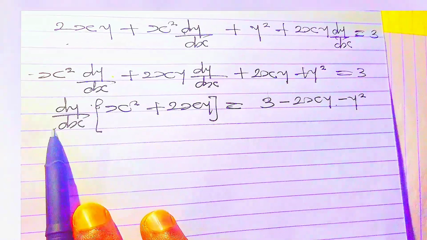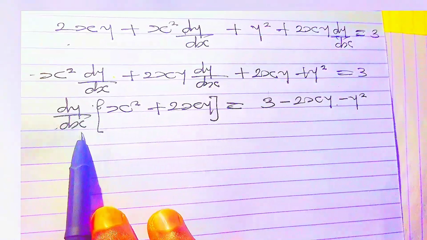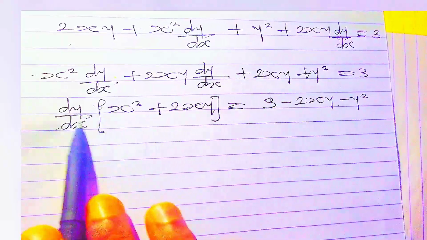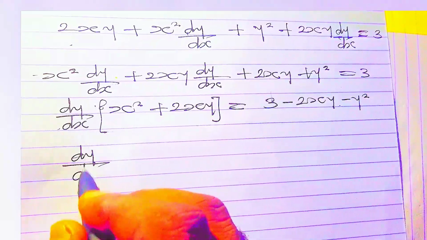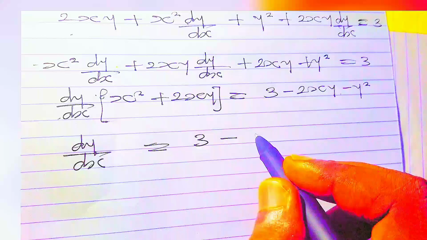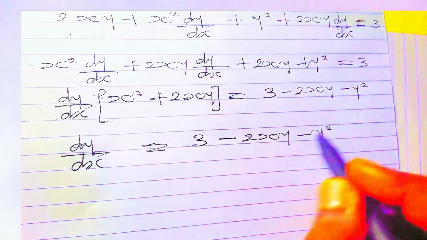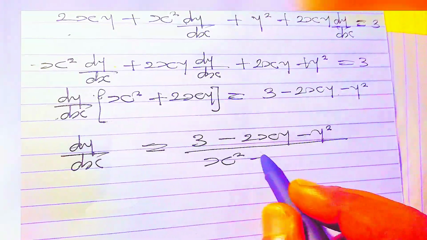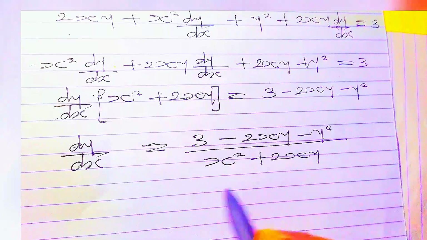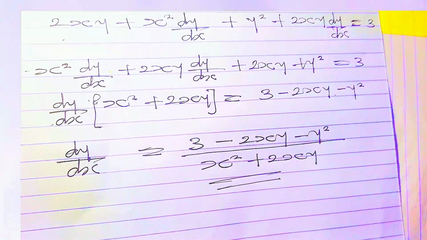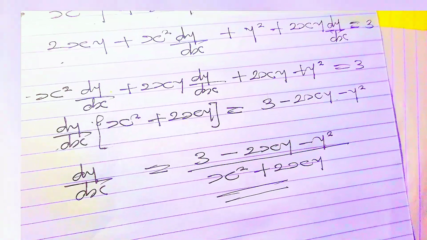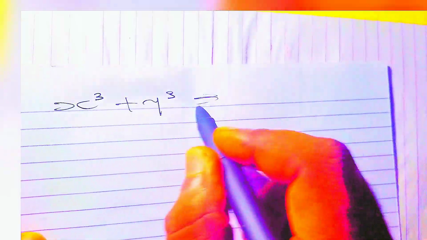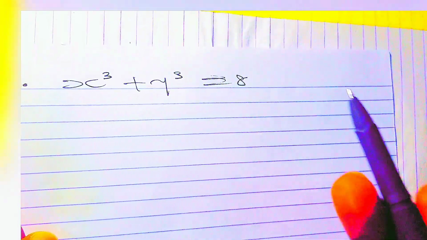And of course, we divide both sides by the coefficient of dy/dx. So if you divide both sides by everything we have here, this becomes dy/dx equal to 3 minus 2xy minus y squared, everything over x squared plus 2xy. So that is how we can differentiate such a question with implicit techniques. Let's take a look at another problem. Here we have x cubed plus y cubed is equal to 8. So we are to find dy/dx.